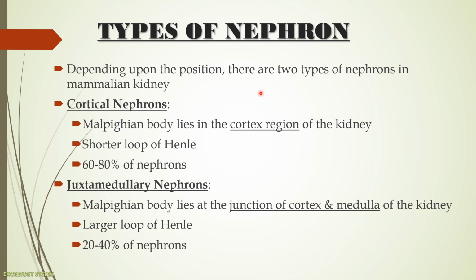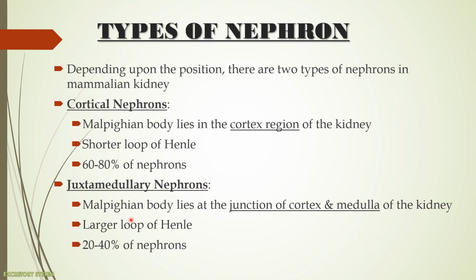Functionally, nephrons are the same, but depending upon the position, there are two types of nephrons in the mammalian kidney. One is cortical nephrons and the other is juxtamedullary nephrons. The Malpighian body of the cortical nephrons lies in the cortex region of the kidney. They have a shorter loop of Henle and 60 to 80% of nephrons are cortical nephrons.